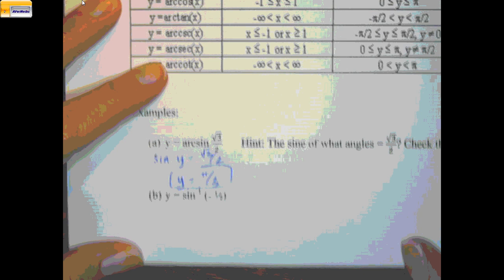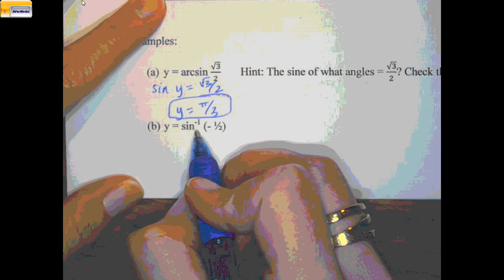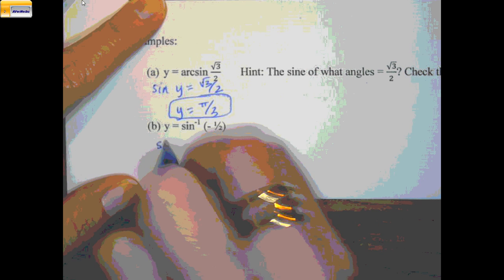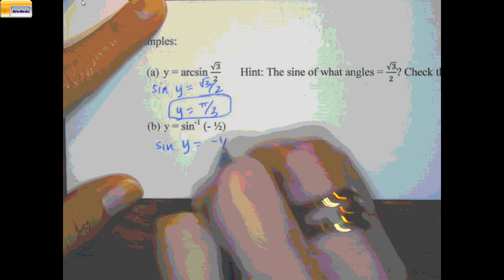All right, let's look at the next one. This is another way to write arc sine. I know it's been a while since you've seen it. This is asking for the sine of what angle equals negative a half.